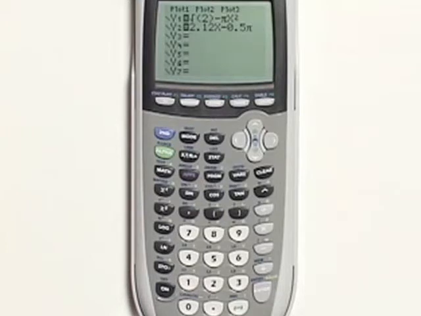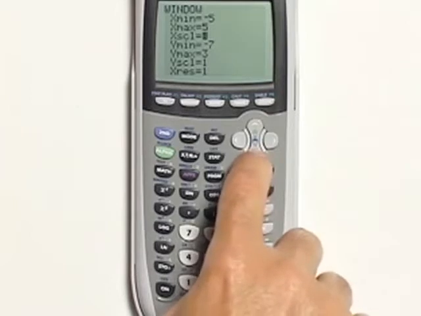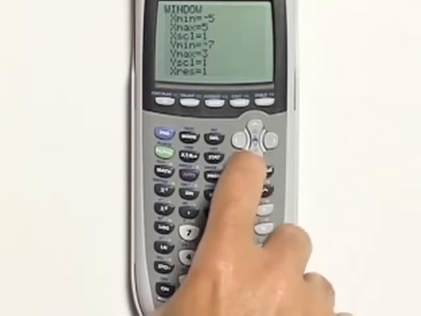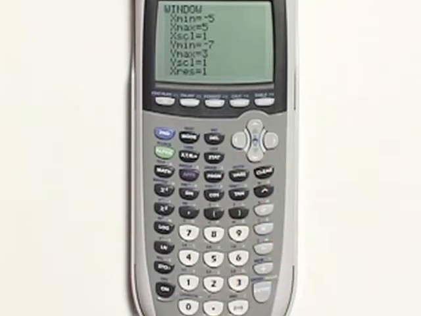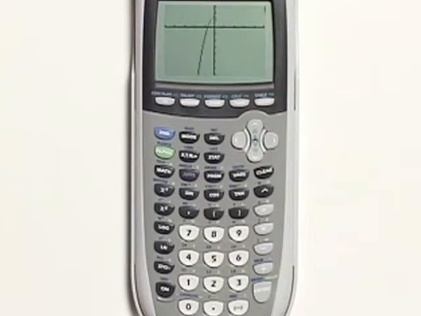I just want to show you that I did readjust the window size slightly. The x has been left at -5, 5, and 1. However, let me show you that for the y minimum it's at -7, and for the y maximum it's at 3. The scale is left at 1. We now press graph, and we will see it graph our two equations, the parabola and the straight line, showing that they intersect at two different places.